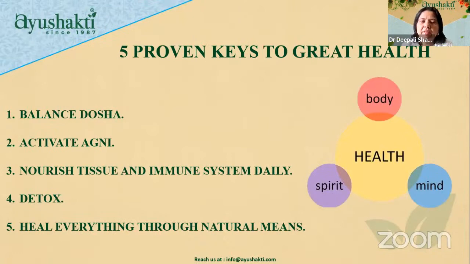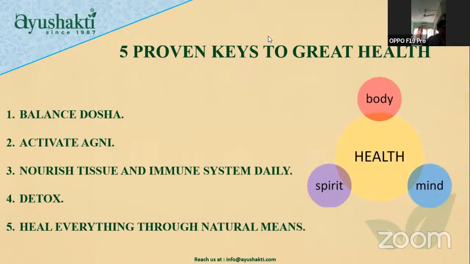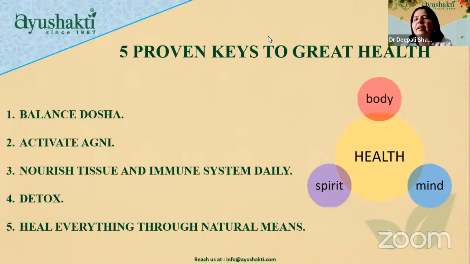The third important thing is nourish tissue and immune system daily. It is important that you nourish tissue. There are 7 tissues in the body as far as Ayurveda is concerned, that is plasma, blood, flesh. These are all the 7 tissues.